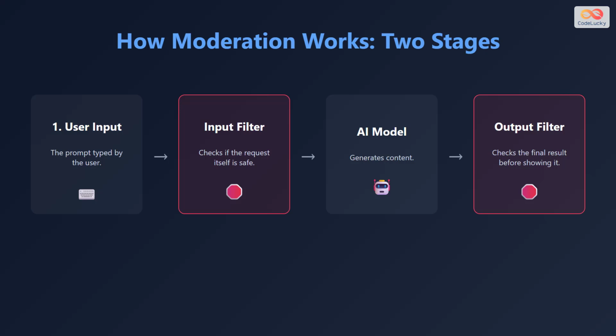The process generally happens in two stages. First, there is an input filter that checks your request to make sure you are not asking for something dangerous. Then, after the AI generates the content, an output filter scans the final result one last time before showing it to you.